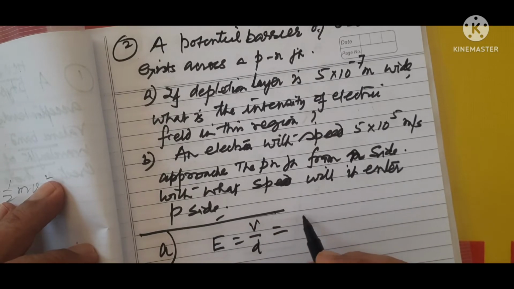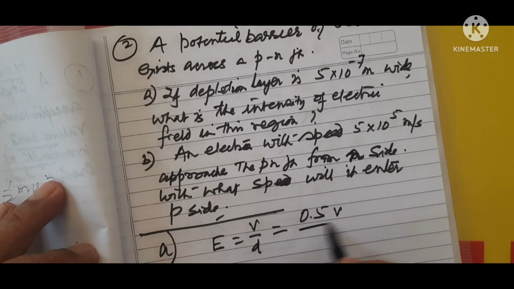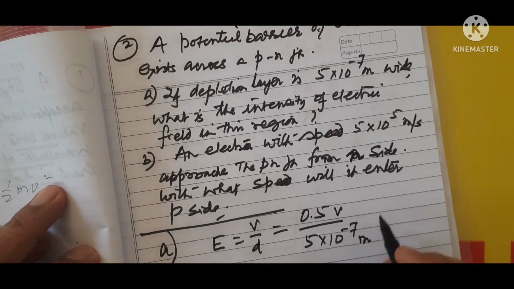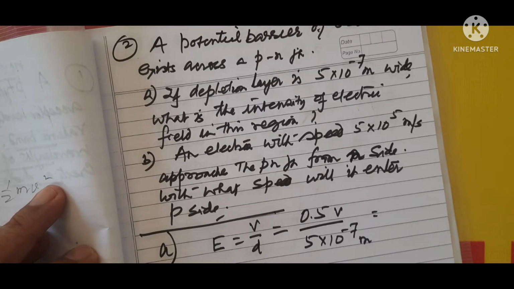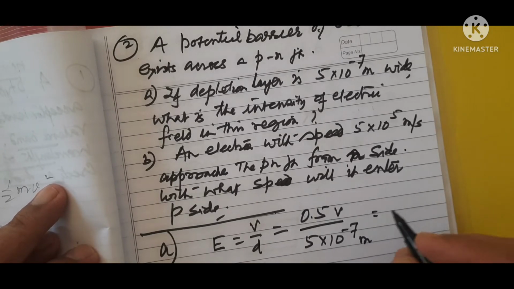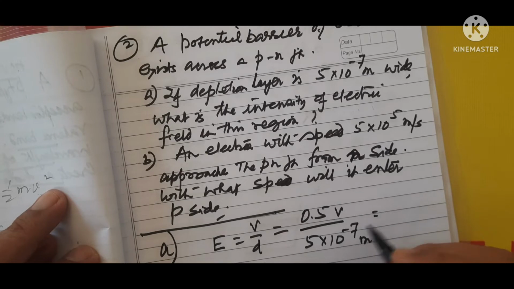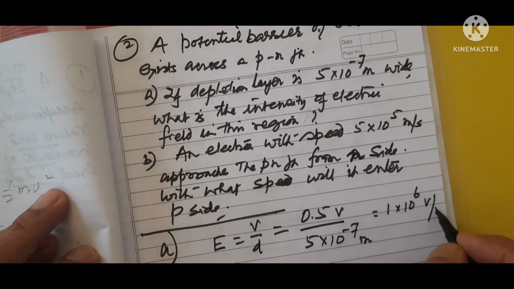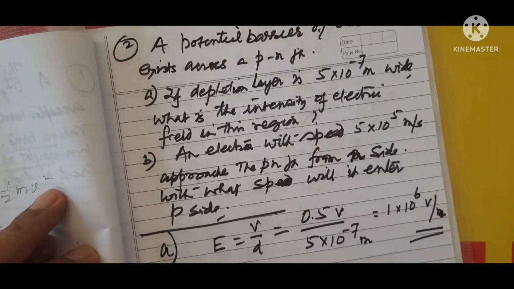So first part, E is equal to V by D, potential difference by D. D is the thickness of the depletion layer, that is 5 into 10 to the power minus 7. So that comes out to be 1 into 10 to the power 6 volt per meter. That should be your answer, first part.